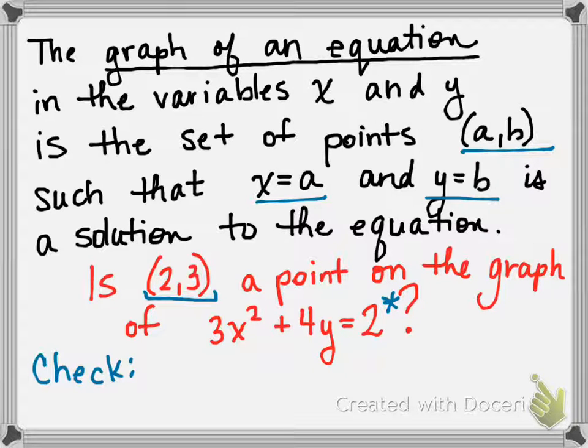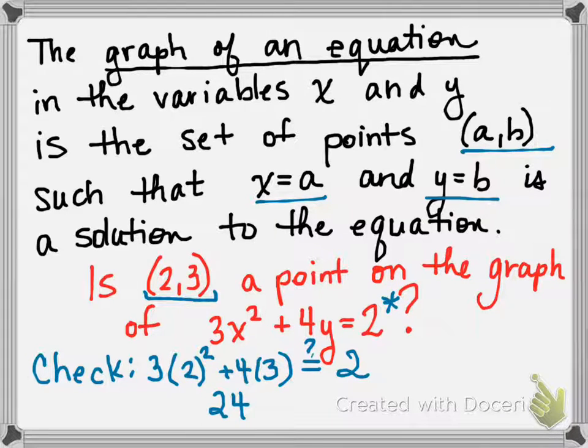So we need to check. If we substitute 2 for x and 3 for y, do we get something that is true in this mathematical sentence? So we want to know if those two sides, those two expressions are equal. Well, on the left side we get 3 times 4 plus 4 times 3, we get 24, and 24 is not equal to 2. And so our answer is no. (2, 3) is not a point on the graph of 3x squared plus 4y equals 2.